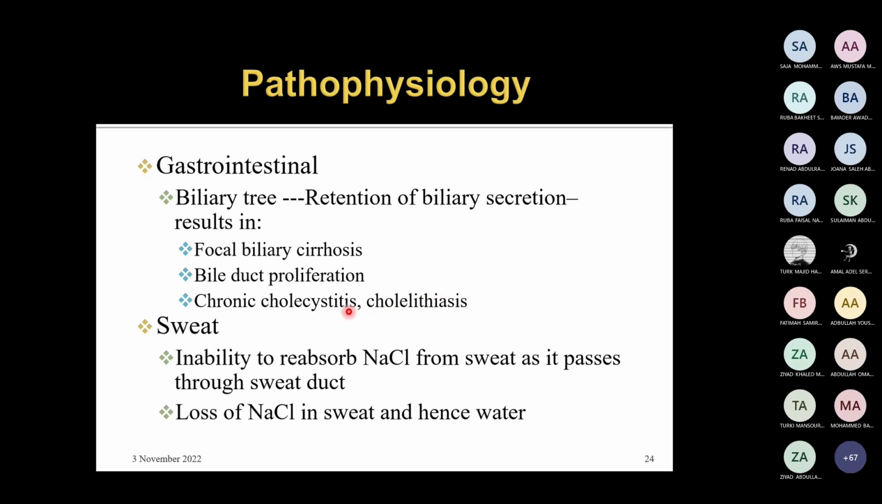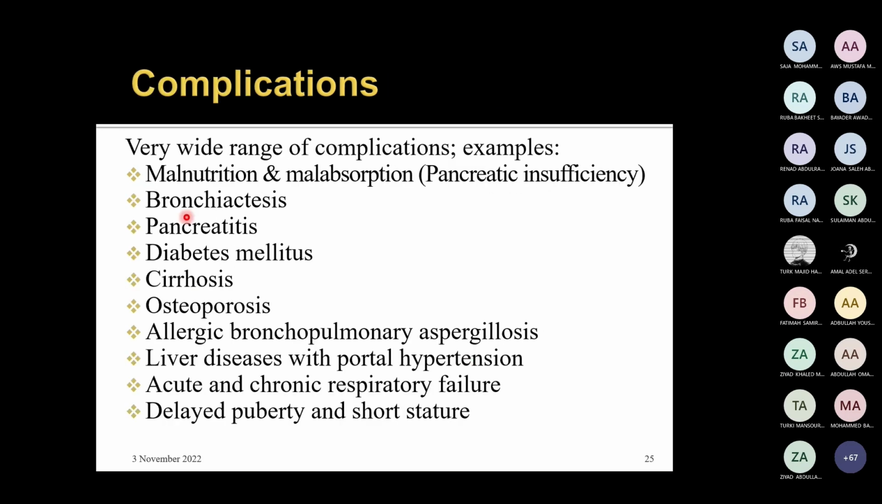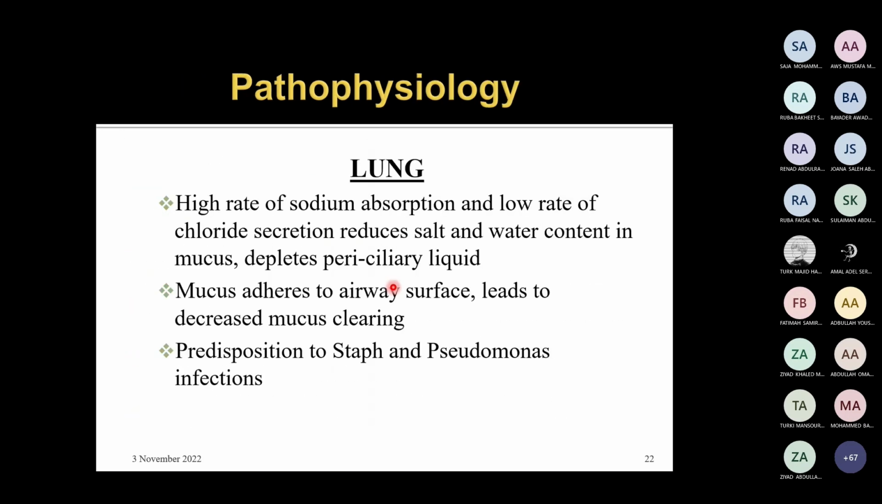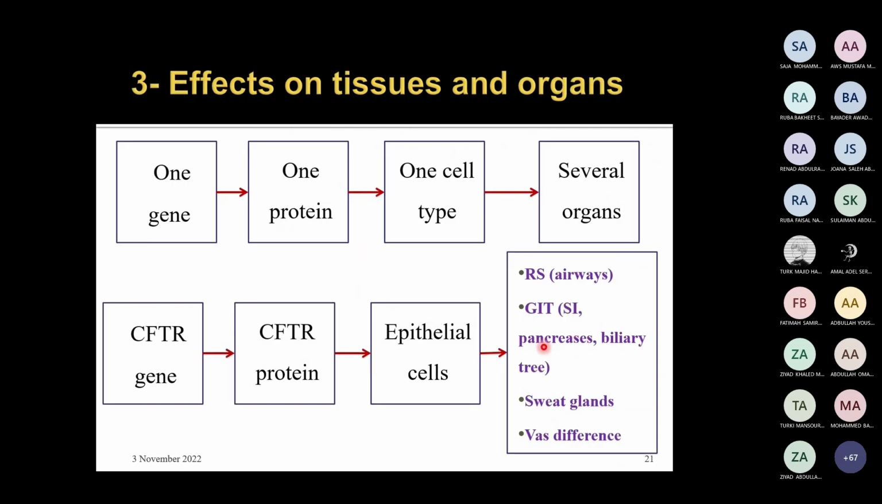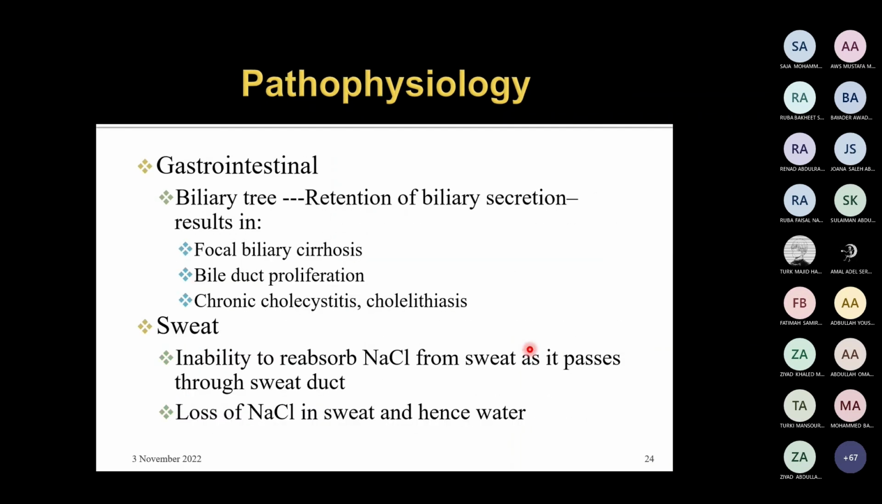In the sweat glands, it results in inability to reabsorb sodium chloride back into the body. So the sodium and chloride will pass in the sweat through the sweat ducts, and this will result in loss of NaCl, or sodium chloride, in the sweat, and hence water will be lost. When you think about the magnitude, the number of tissues, the number of organs affected, you can imagine what will be the pathological effect, the disease effects.